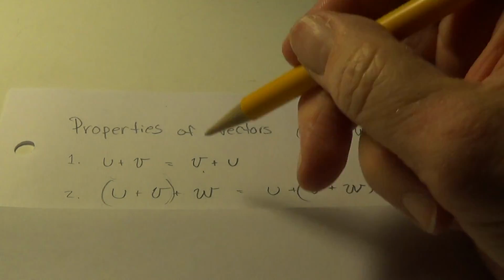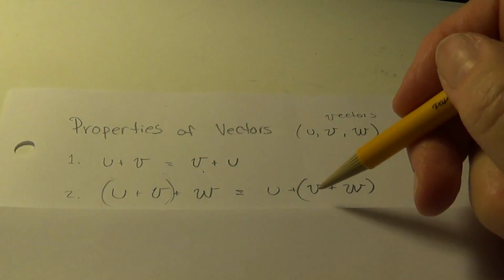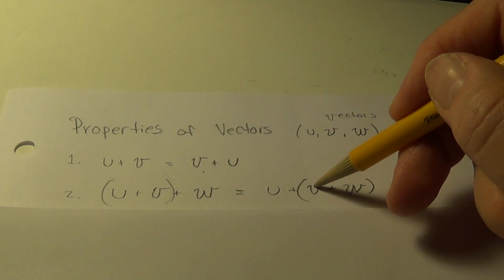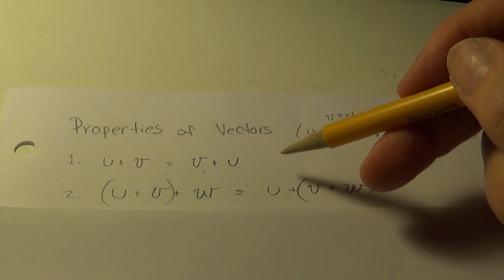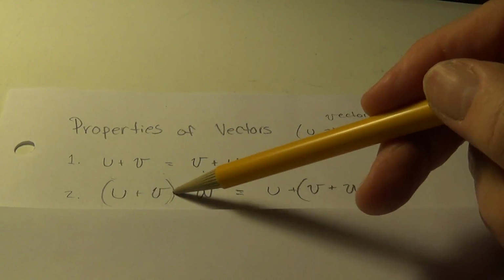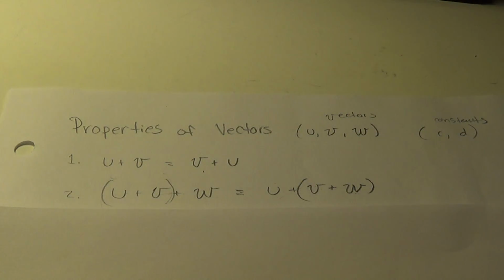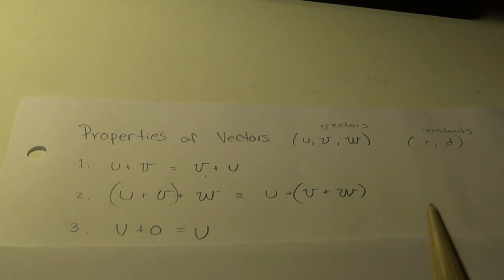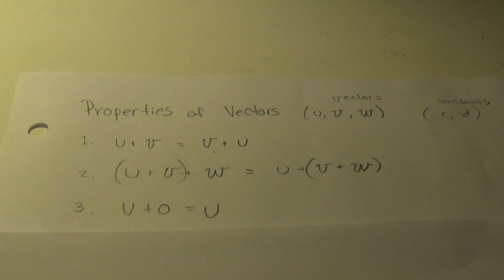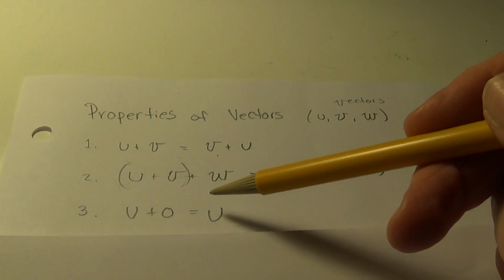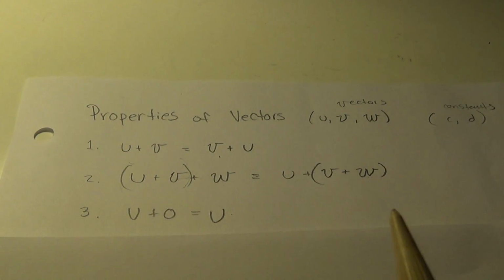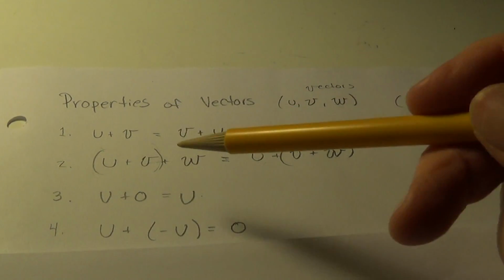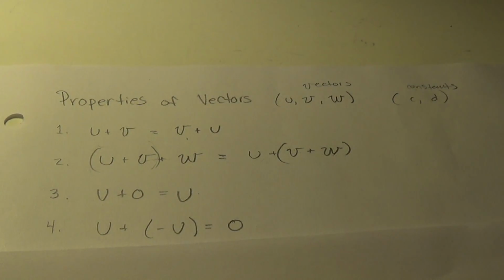You're going to get the same answer if you add the second and third first, and then add the first one. So the order of operations won't matter in addition. Association, it's called. If you have a vector u and you add 0 to it, you get the original vector again, unaltered. If you add a vector and its negative, you get 0.